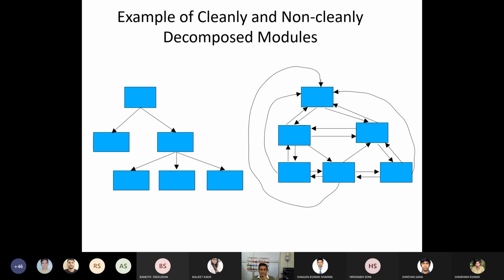Now this is what exactly happens as part of the decomposition of different modules. According to you, which one is clearly decomposed, the left one or the right one? Left one, sir. The left one looks better. You can see which module is decomposed into which other two modules. But in this case, it is quite difficult to understand the right one. So the right one is not clearly decomposed; the structure is not okay.